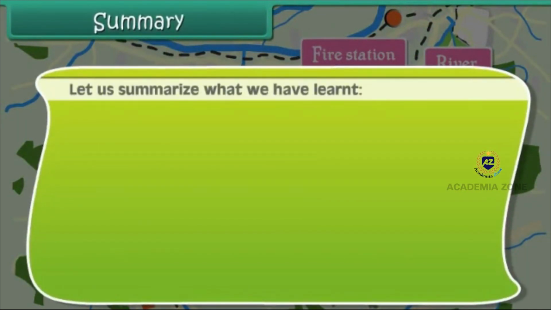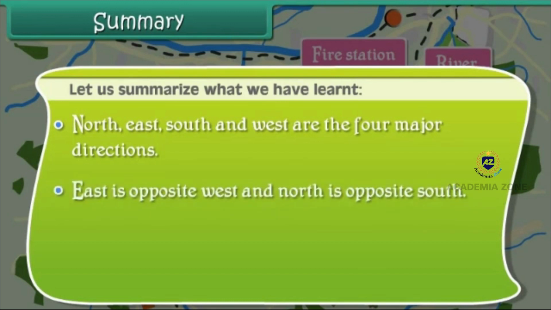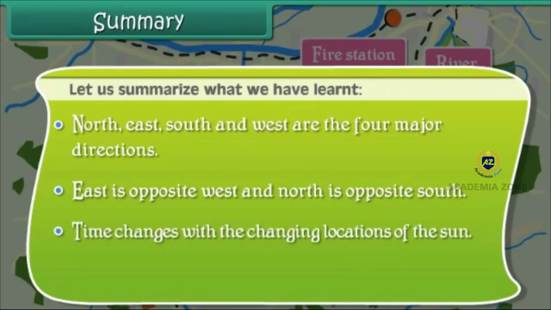Let us summarize what we have learned. North, east, south and west are 4 major directions. East is opposite west and north is opposite south. Time changes with the changing locations of the sun. A map helps us to locate a place.